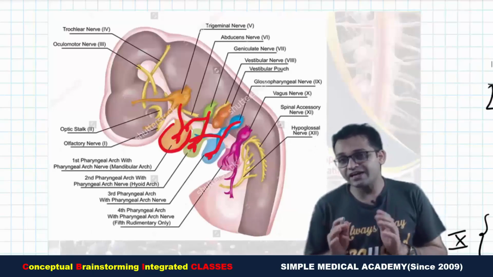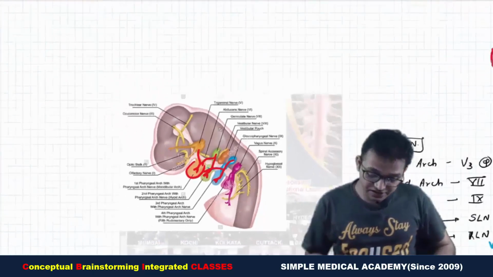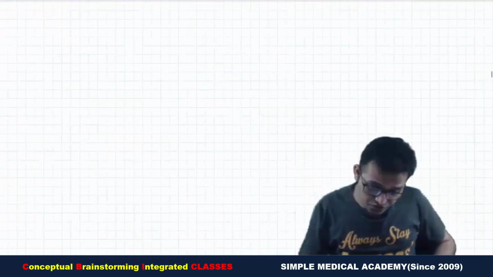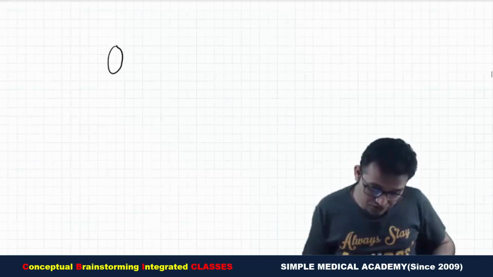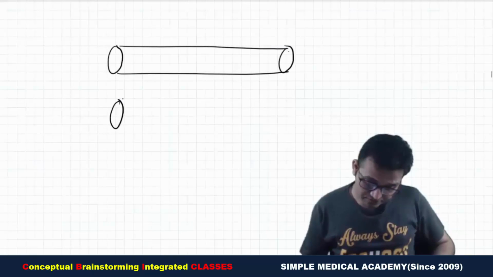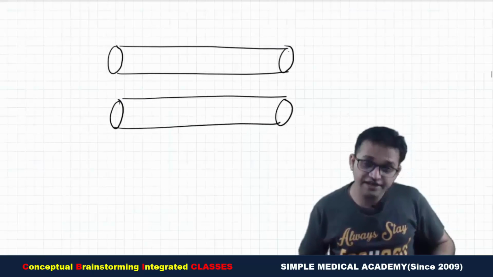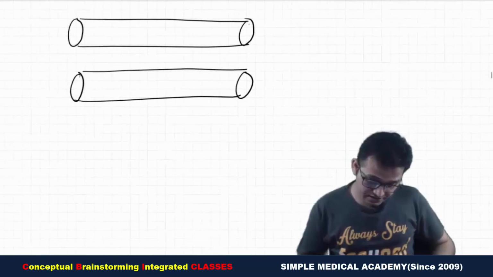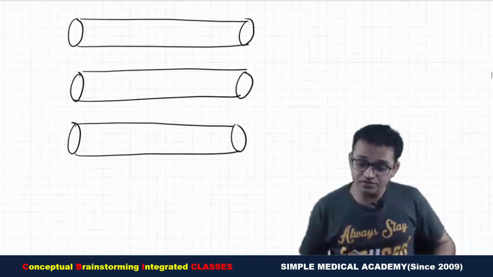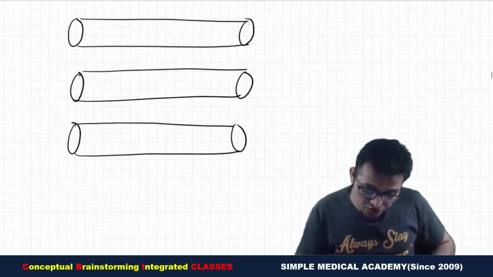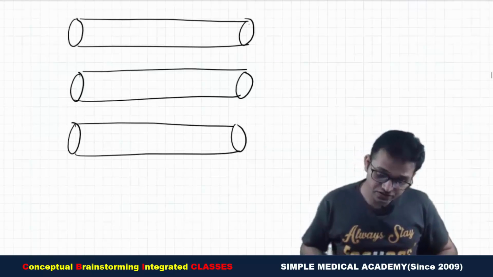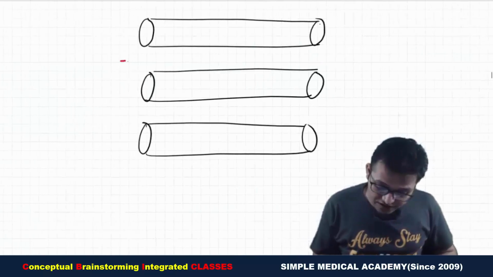So we are using the diagrammatic presentation from Inderveer Singh. See here, we are cutting these arches and making a straight diagram. So in this diagrammatic presentation, this is the first arch, this is the second arch, and here is the third arch. And you know the gap between the two arches is known as the cleft.